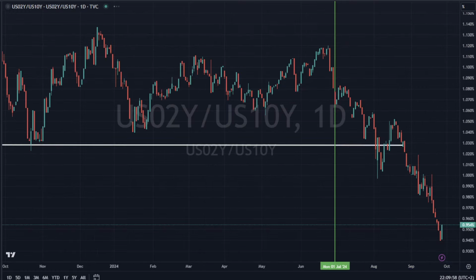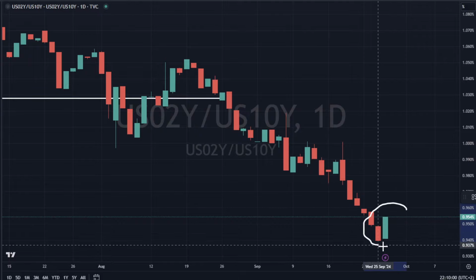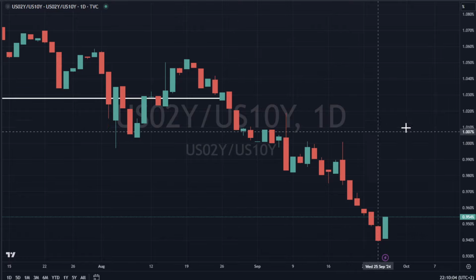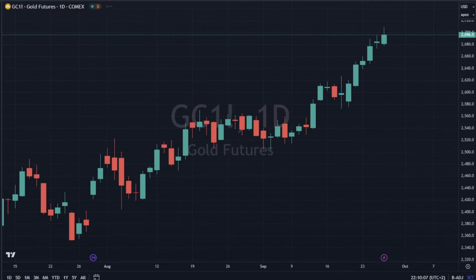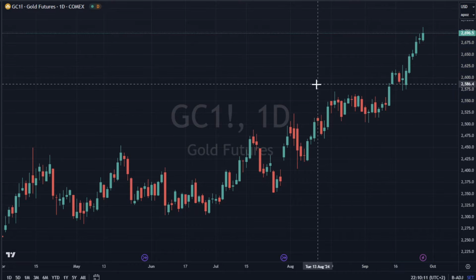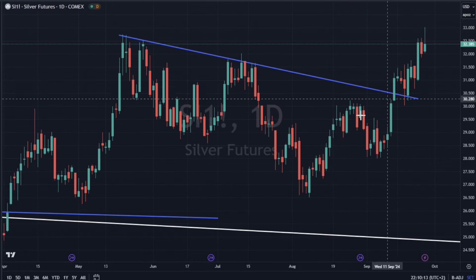The 2 and 10 did invert today. We are up 1.55. That 2-year going up a lot more than the 10-year. Gold up about $12 an ounce. The momentum is still behind it. Still looks good. We've got silver up 1.15.